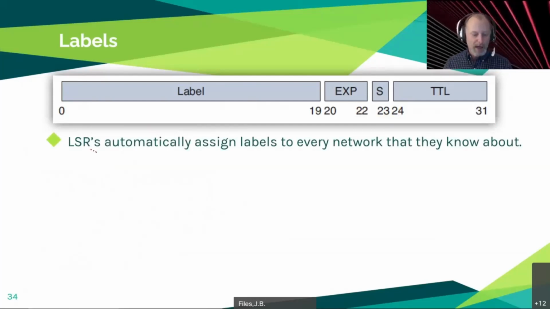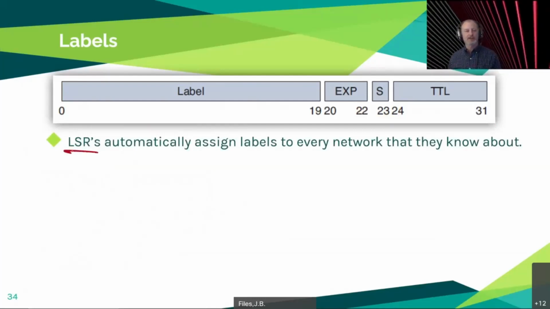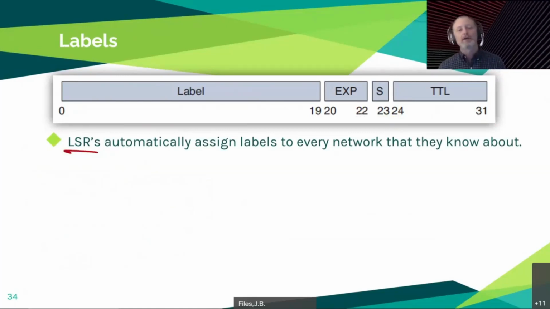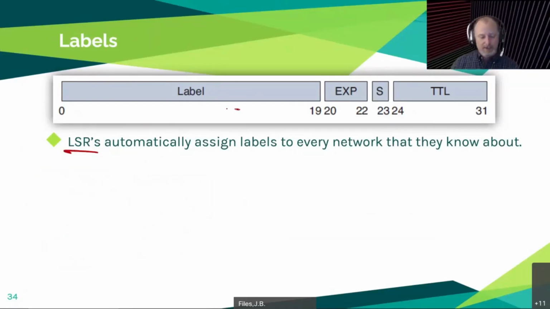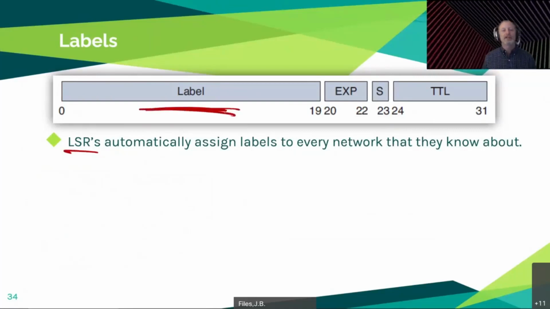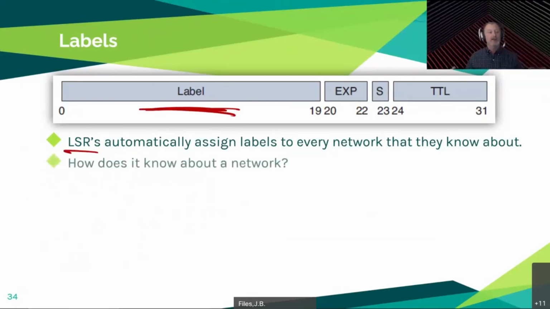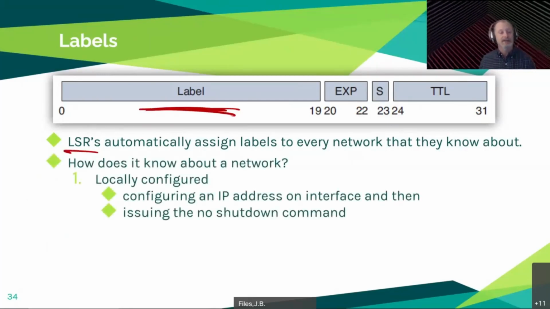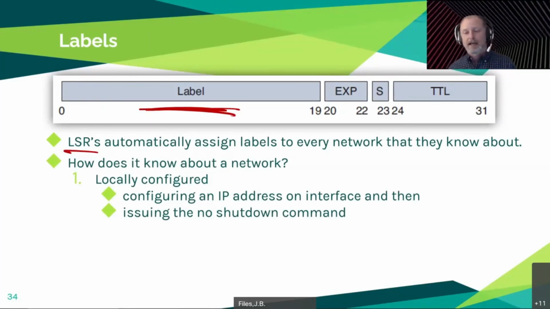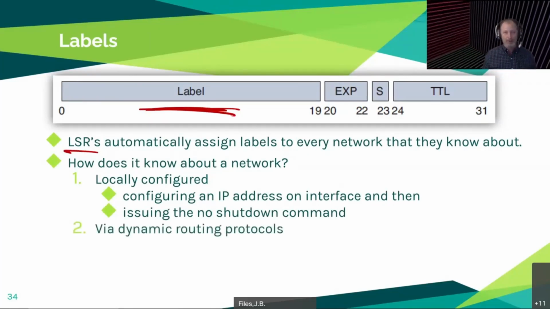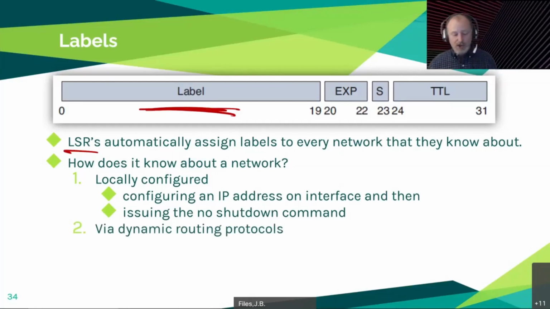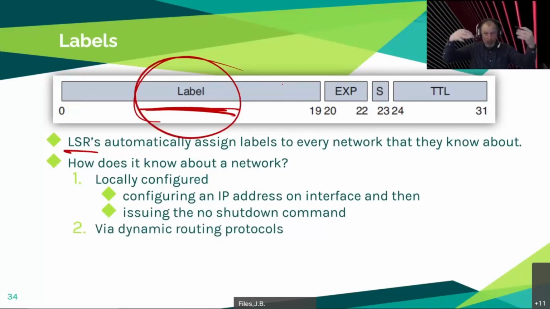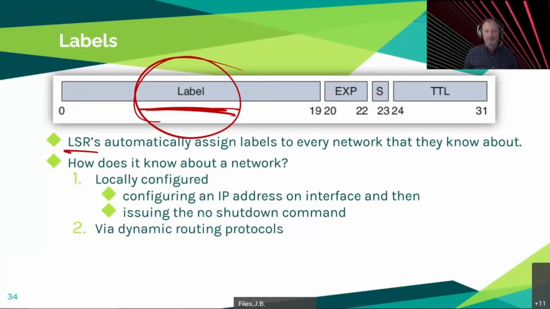So remember, LSR is label switched router. An MPLS router assigns a label, that's this part, the label number, to every network that they know about. How does it know about a network? It could be locally configured, like an IP address on an interface. It could learn about it via a dynamic routing protocol. So each router assigns a network that it knows about a label, a locally assigned label.